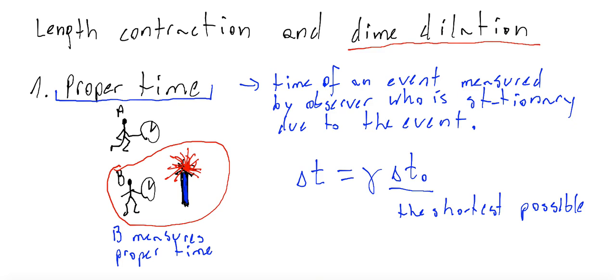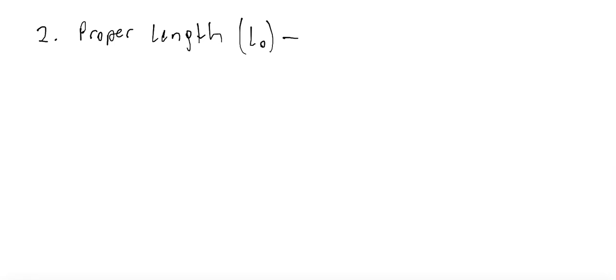When you will be ready, it will be point number 2, called proper length. Okay? So point number 2, proper length. I'm going to use L with index of 0. And the same, let's imagine that you want to measure the length, okay? And you have 2 observers. One which measures the object stationary due to the object, and second which moves.